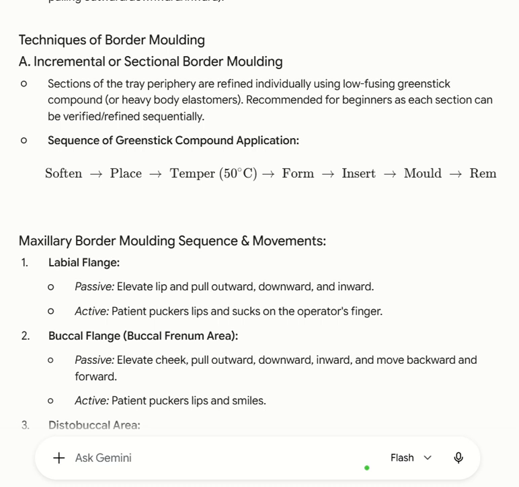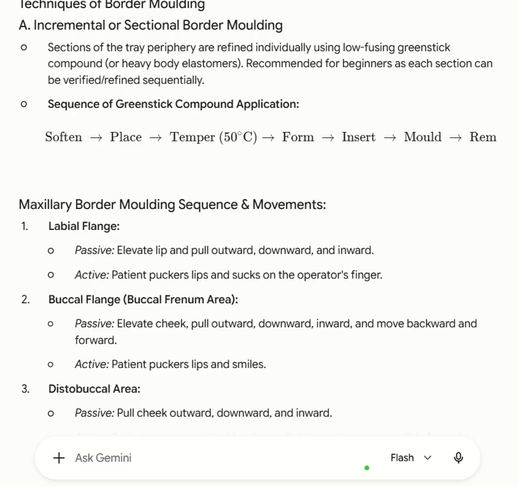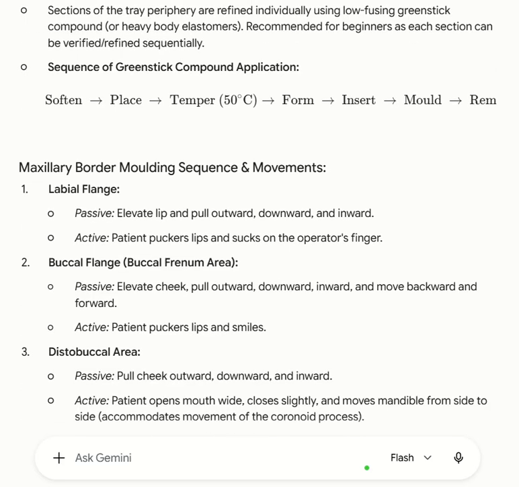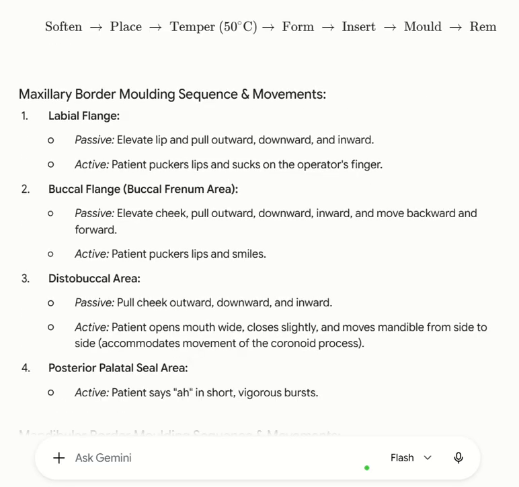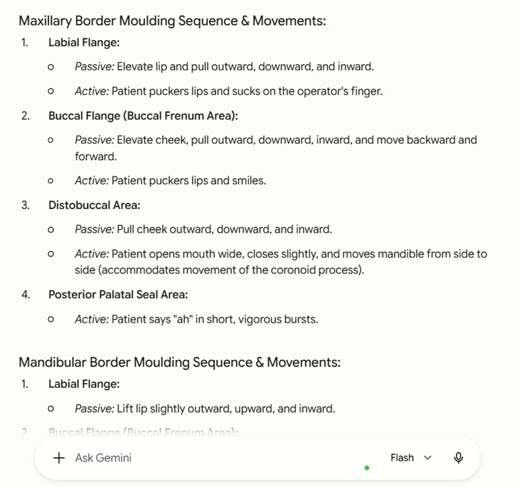Buccal flange, buccal frenum area, passive: elevate cheek, pull outward, downward, inward, and move backward and forward. Active: patient puckers lips and smiles. Dystopical area, passive: pull cheek outward, downward, and inward. Active: patient opens mouth wide, closes slightly, and moves mandible from side to side, accommodates movement of the coronoid process. Posterior palatal seal area, active: patient says, ah, in short, vigorous bursts.